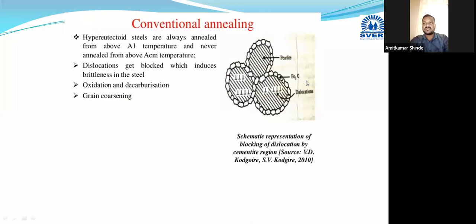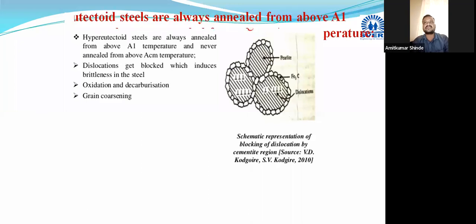Due to the accumulation of cementite at the grain boundaries, proeutectoid cementite at the grain boundaries, whichever pearlite is formed gets entrapped in that cementite network. Due to this, the brittleness of the material is increased. Hence, we cannot do the annealing above the ACM temperature.